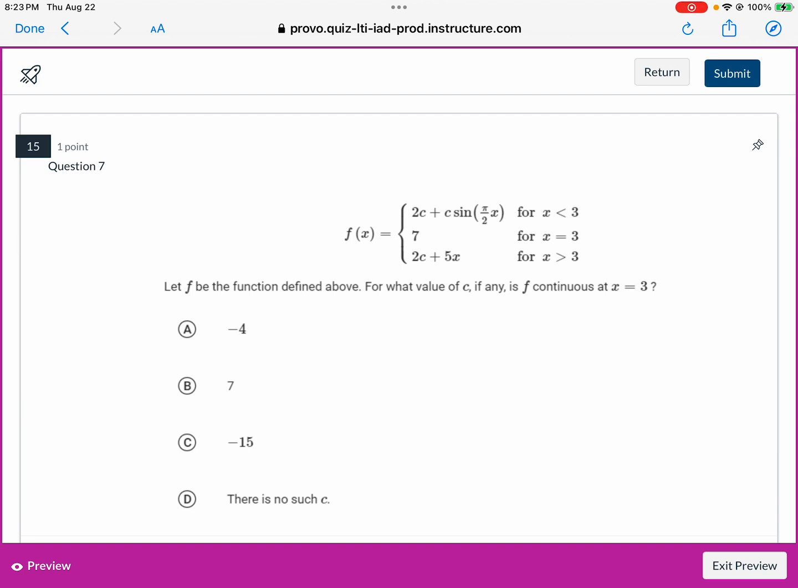Do the same thing for 2c plus 5x. You can plug in 3, okay? And then set that equal to 7. And then basically what you have to make sure is that you get the same answer for what you did for the top function and what you did for the bottom function. You have to get the same value of c. And if you don't, then there's a problem. But see if that works.